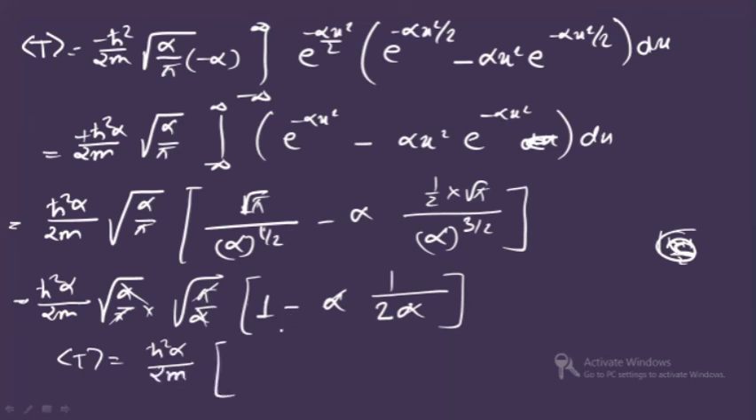And here you will have what? When you take the LCM, it's 2. 2 minus 1 is what? 1. So this will give you h cut square alpha divided by 4m. This is the average of t here.